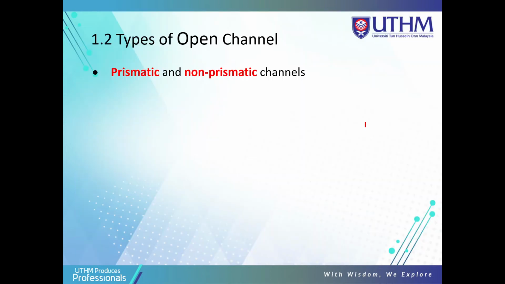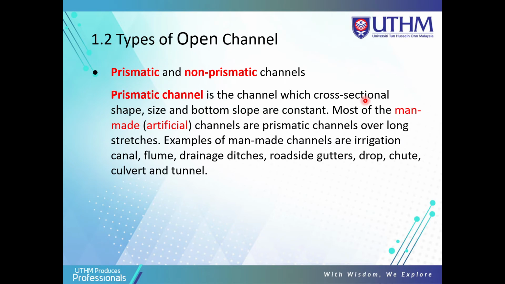Now we know the types of open channel. They have the prismatic and non-prismatic channel. Prismatic channel is the channel whose cross-section shape, size, and bottom slope are constant. Most of the man-made artificial channels are prismatic channels over long stretches. Examples of man-made channels are irrigation canal, flume, drainage ditch, roadside gutter, drop, chute, culvert, and tunnel. So these are examples of the prismatic channel.